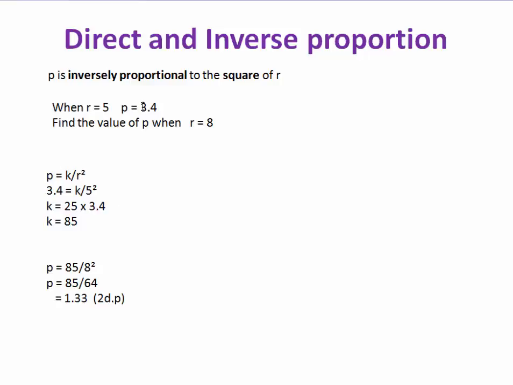So 3.4, which is our P, equals K over 5 squared, which is our R squared, 5 squared. So K equals 25 multiplied by 3.4 when we rearrange, so K equals 85. Use that in our second part of the question. So P equals K, which is 85, divided by 8 squared, which is this R squared. And we get 1.33 to 2 decimal places.